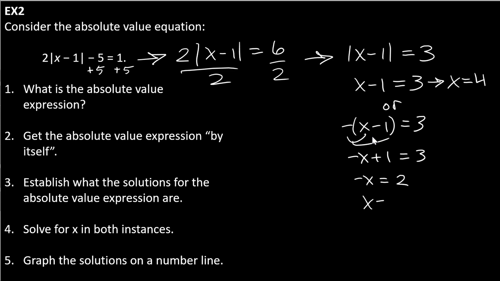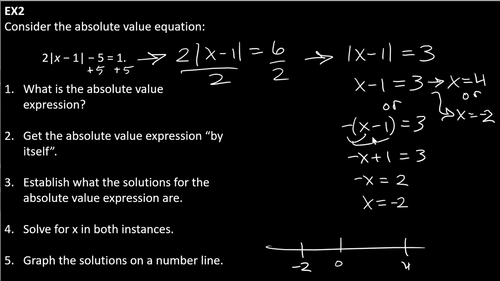Multiply by negative 1 on both sides. So x equals negative 4, or x equals negative 2. And to express that on a number line, pretty simple. So here's 0, here's 4, here's negative 2. X either equals negative 2 or x equals 4.